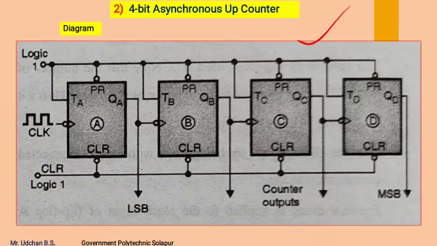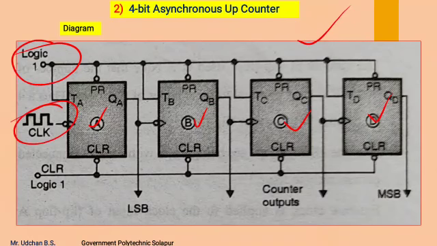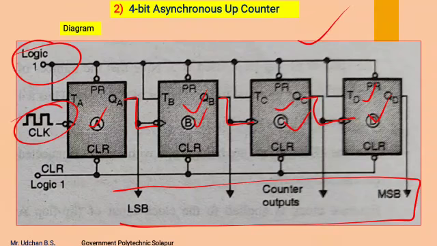Now this is the 4-bit asynchronous up counter. The diagram includes 4 flip-flops. Instead of JK flip-flops, T flip-flops are used over here, and the T inputs of all the flip-flops are connected to logic 1. The first flip-flop receives the external clock pulse, and the following flip-flops receive the output of the previous flip-flop as a clock input. These are the 4 outputs of the flip-flops, and each flip-flop is a negative edge triggered flip-flop.